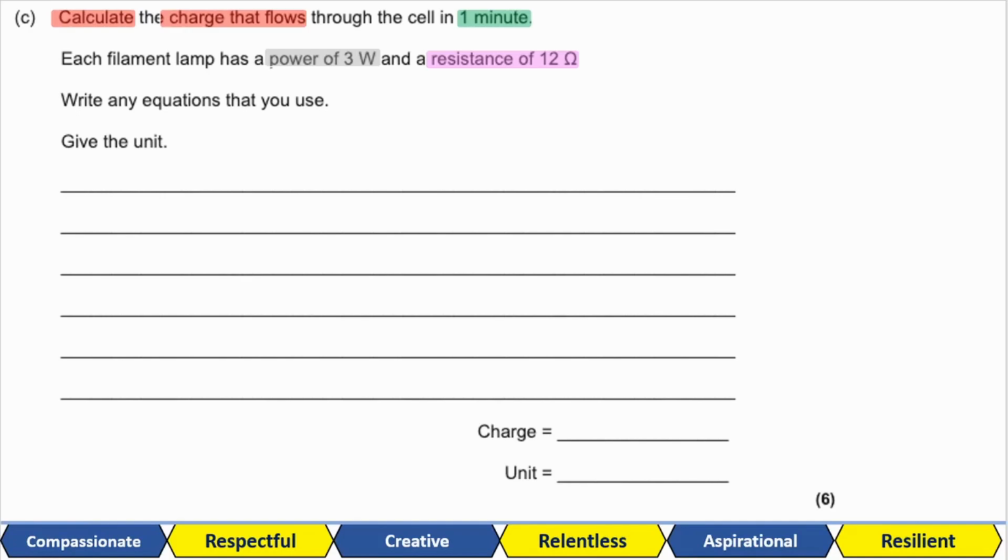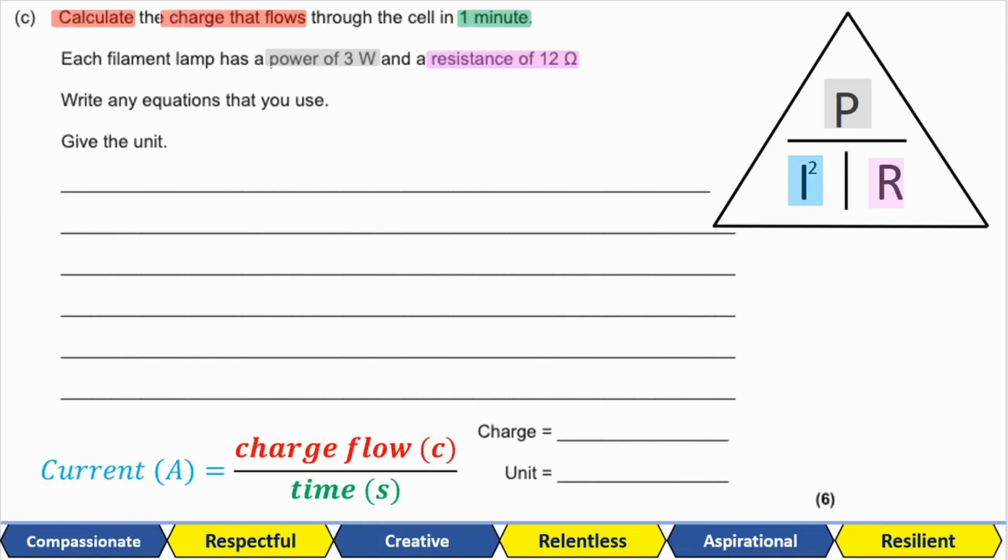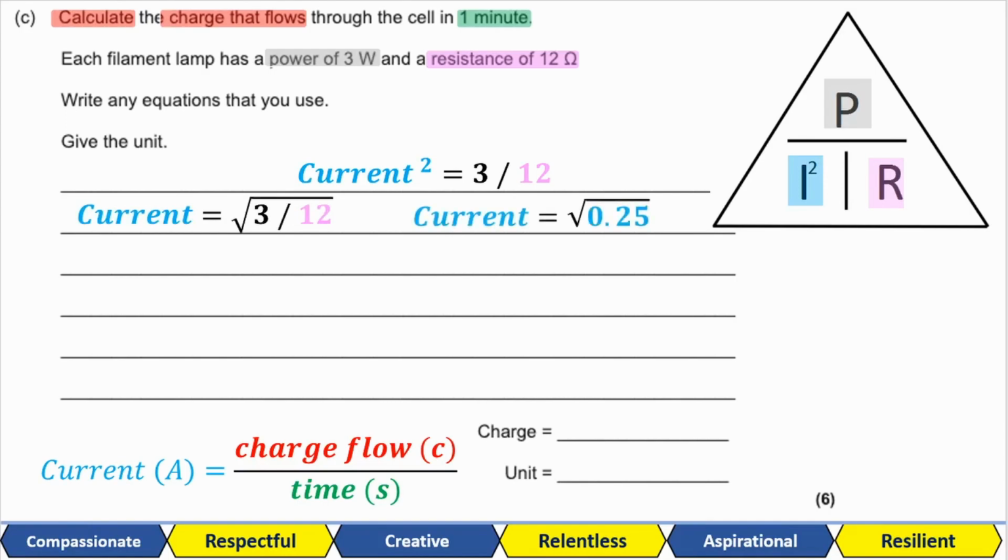We have power and resistance, which means one of the equations that we need here is power equals current squared times resistance. And to then get the charge flow, we need this equation here. Current equals charge flow over time. This means that current squared is equal to 3 watts over 12 ohms. Current is therefore the square root of 3 over 12, which is the square root of 0.25. This gives us 0.5 amps. That's our current.